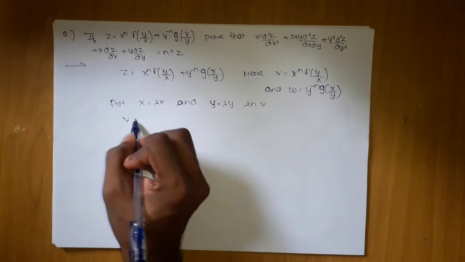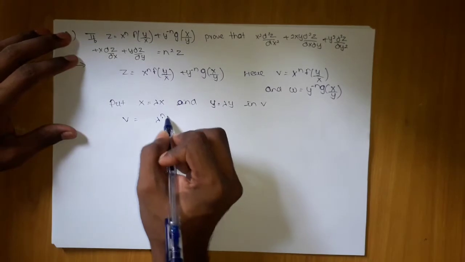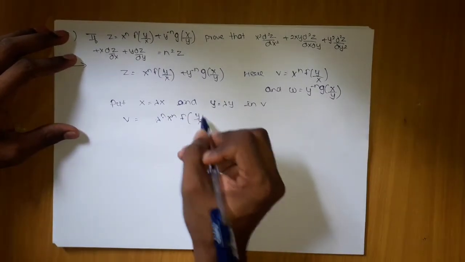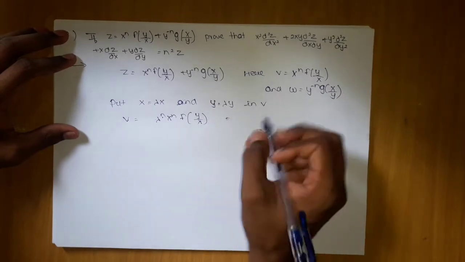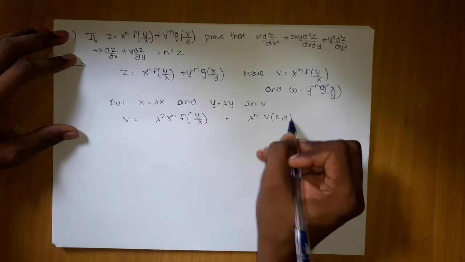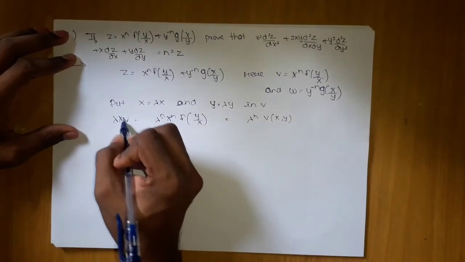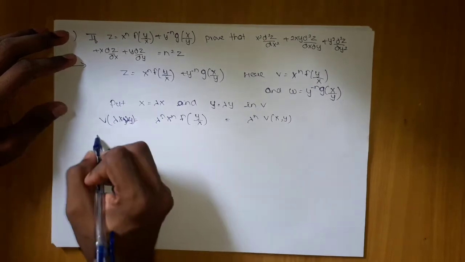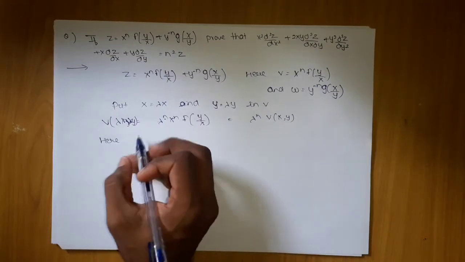What are we going to get? V equals lambda power n x power n f of this. The 2 lambda will cancel out and we are left with the same equation. So lambda power n into v of x comma y. So finally here it will be v of lambda x comma lambda y. So here we will write this line.